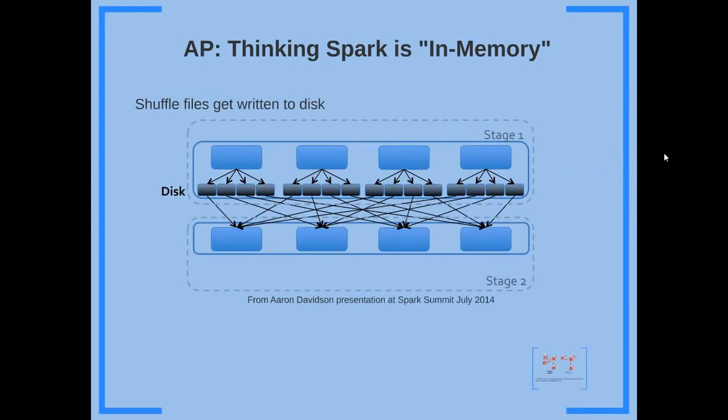Alright, another anti-pattern is believing what I told you at the beginning of this presentation, which is that Spark is an in-memory platform. In reality, anytime that you need to shuffle data, which is always, it's done on disk. Shuffles are always done on disk, and then the data is reloaded into memory.